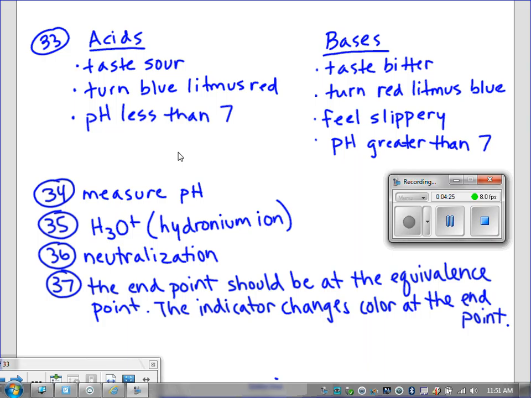And 35, strong acids react with water to form H3O+, which is the hydronium ion. That's that reaction that was just on the previous slide. And number 36 is called a neutralization reaction. 37, remember the endpoint should be at the equivalence point and the indicator changes color at this endpoint.